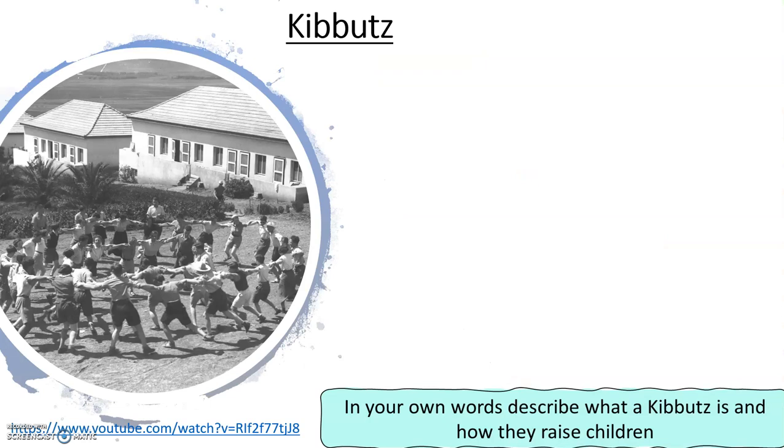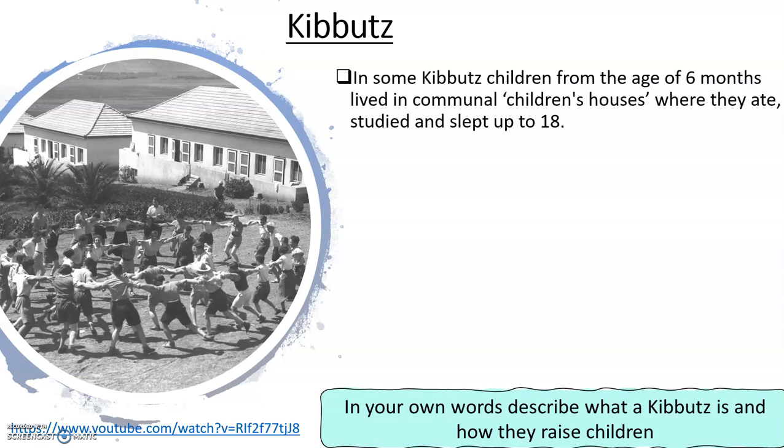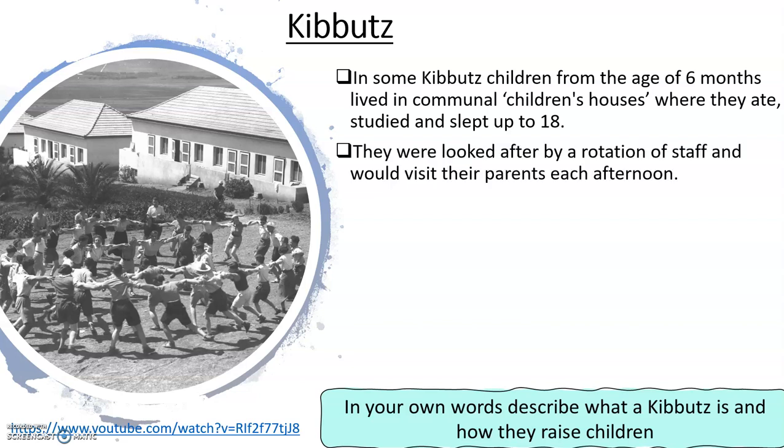Again, I have put a clip in here if you did want to have a look at what a kibbutz is like. The children, from the age of about 6 months upwards, lived in children's houses where they ate together, studied and slept. They were looked after by a rotation of staff, and they would have time with their parents each afternoon.